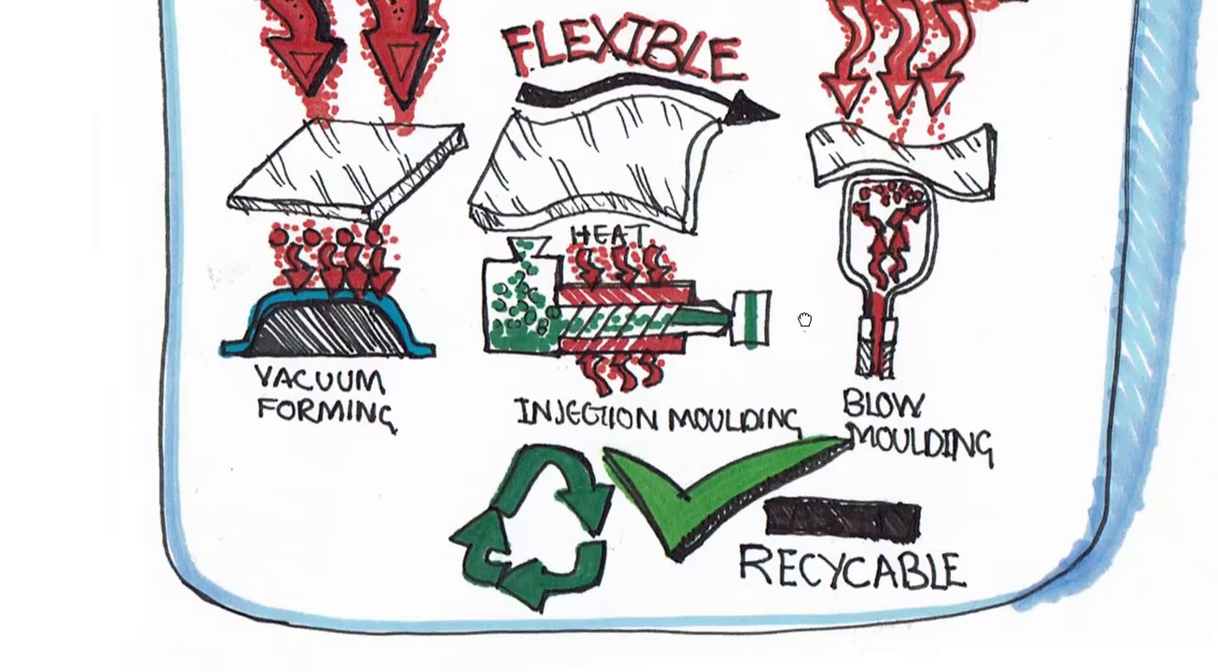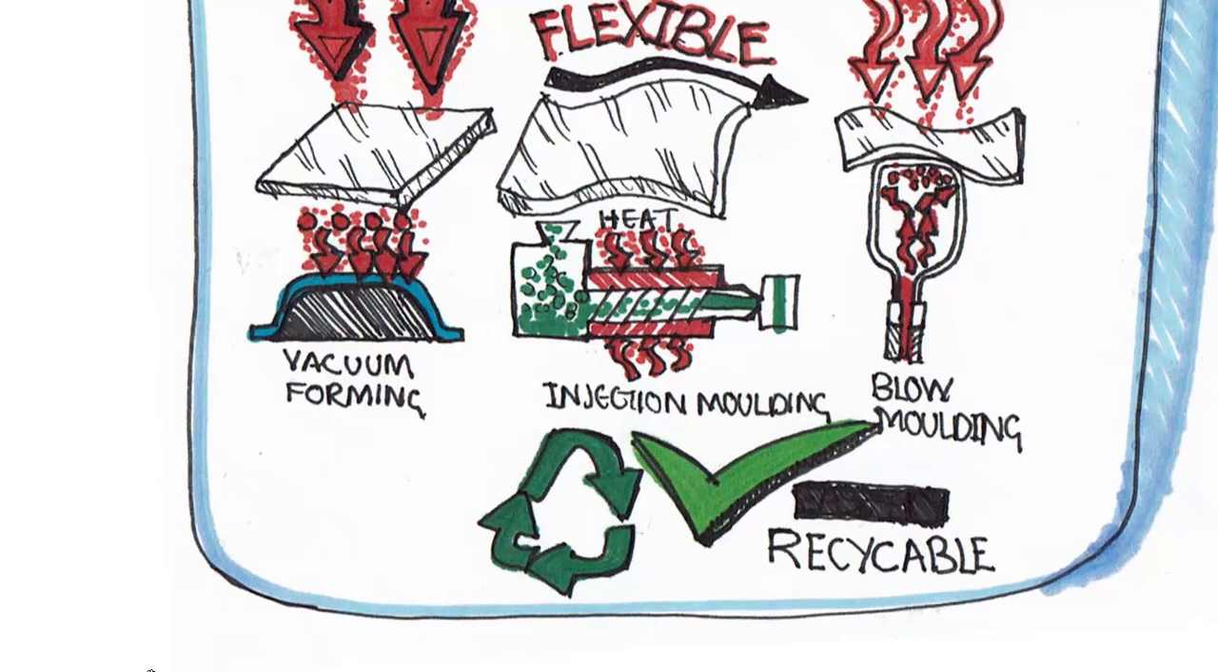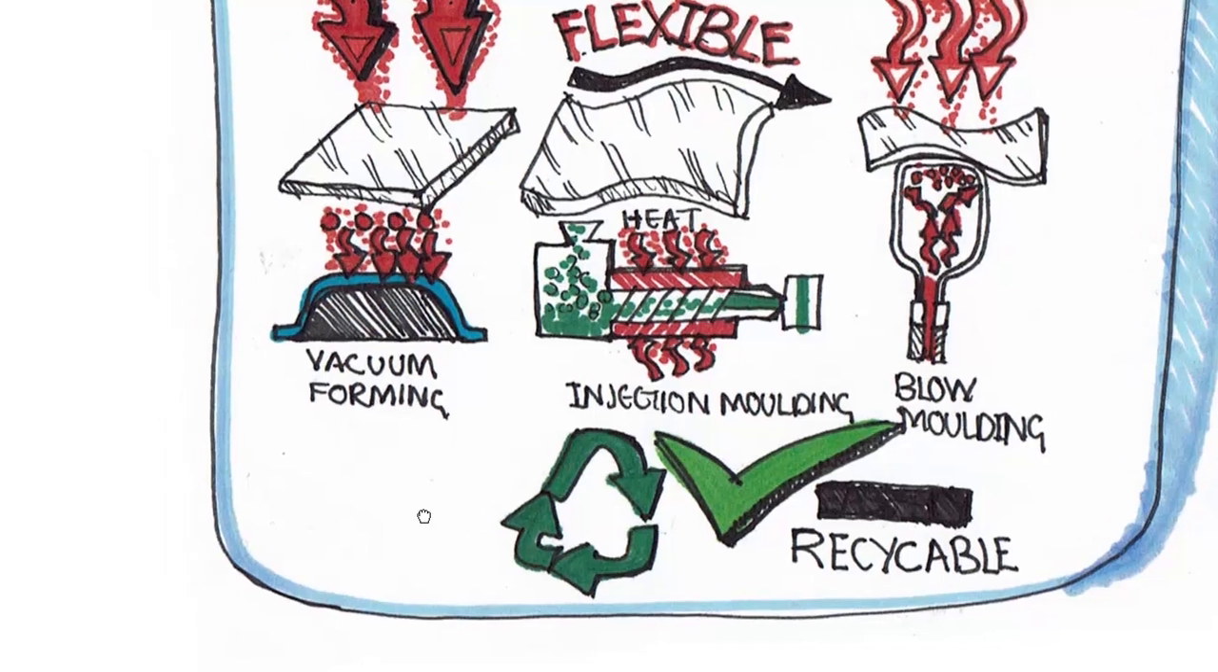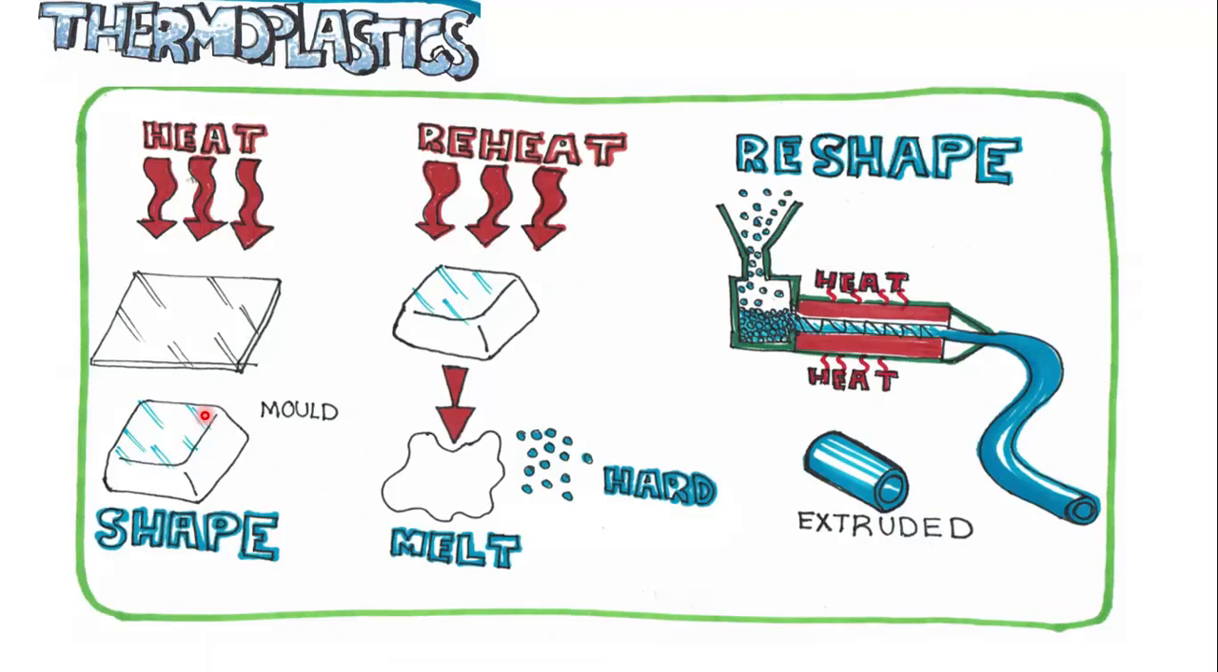And it can be reshaped again. A key point, which is very important about thermoplastics, is the fact that they can be recycled, and that is how they're actually classified. Okay, so just a quick recap: heated, reheated, shaped, different processes can be used, and so on.